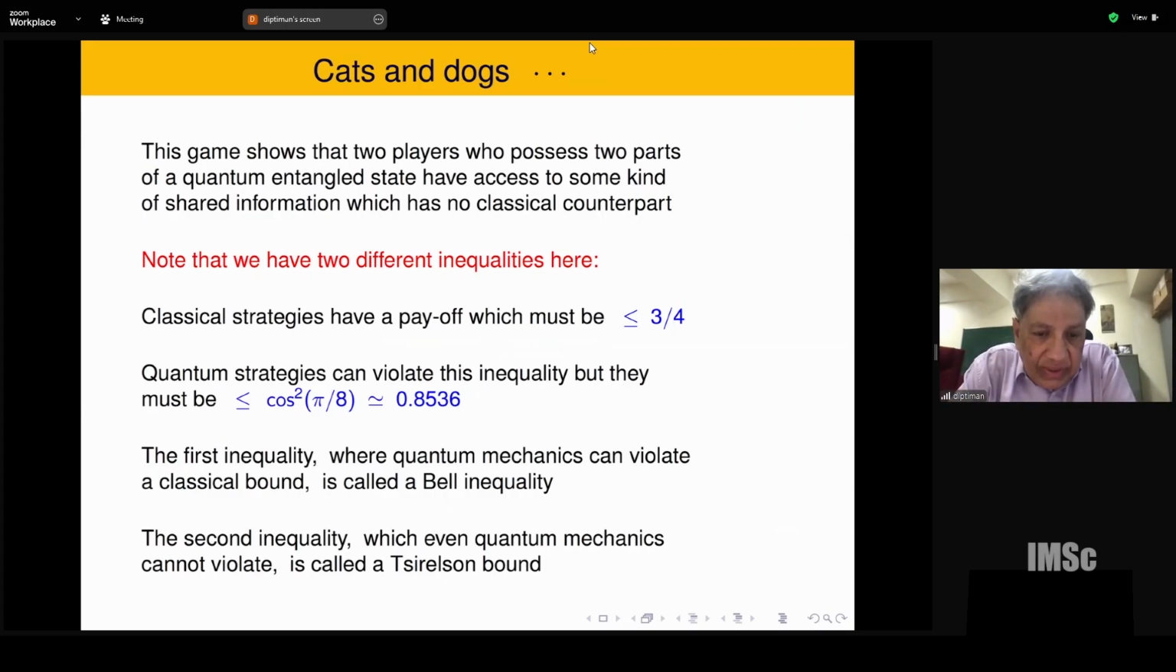Now, an interesting thing is that there are actually 2 different inequalities showing up here. The first one is that classical strategies have a payoff which must be less than or equal to 3/4, as we saw. Quantum strategies can violate this inequality. You can get a payoff which is bigger than 3/4, but it can't be arbitrarily big. It must be less than this number, 0.8536. So the first inequality, where quantum mechanics can violate a classical bound, is called a Bell inequality. And the second inequality, which even quantum mechanics cannot violate, is called a Tsirelson bound. This was proved by Tsirelson many years after Bell.